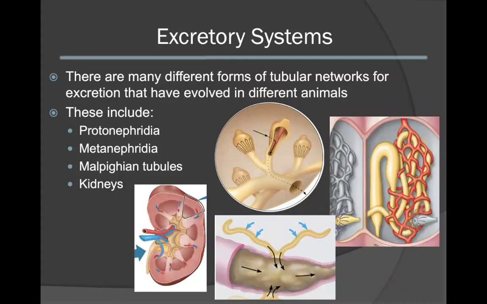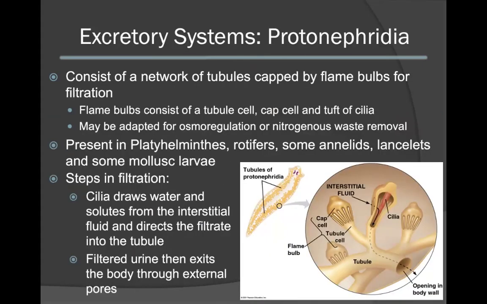There are many different forms of these tubular networks that assist in excretion of materials. These include protonephridia, metanephridia, Malpighian tubules, as well as the typical kidney. We're now going to take a look at each of these excretory systems.